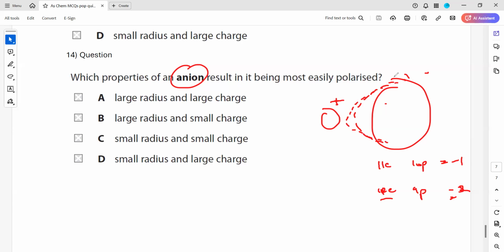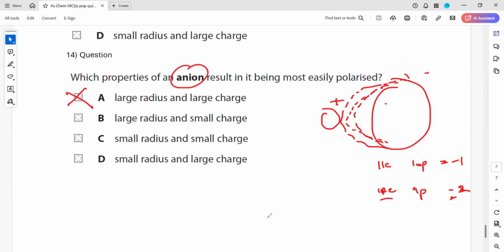So if you want a large distortion, greater polarization, the size of the negative ion should be large and the charge of the negative ion should also be large. So A should be the right answer. Because if the difference in electrons and protons is more, electrons are shifted away. A large charge means there's a large difference between protons and electrons, so the protons are not able to attract the electrons easily. As a result, it will cause a greater distortion.